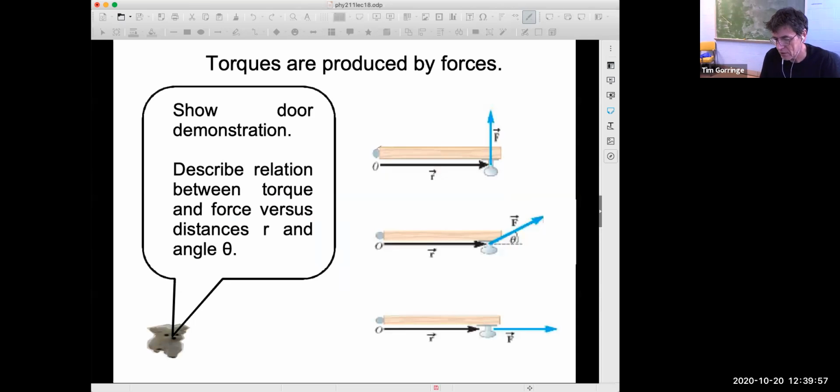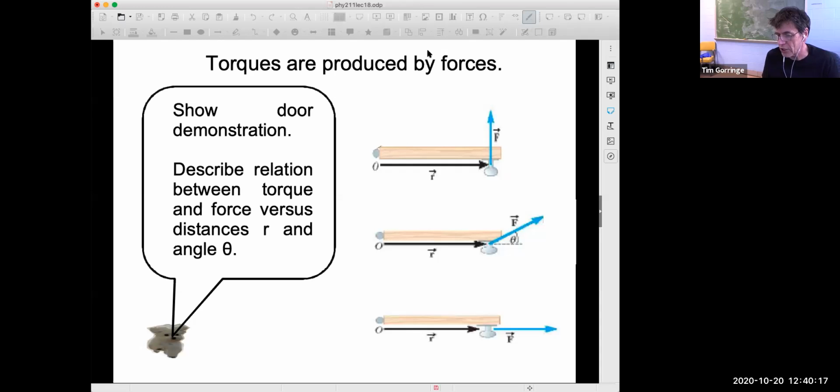Now, I want to describe the relationship between torques and forces, because actually torques are generated by forces. Torques are produced by forces. And so there's a clear-cut relationship between torques and forces. I think I'm going to show you a demonstration first.